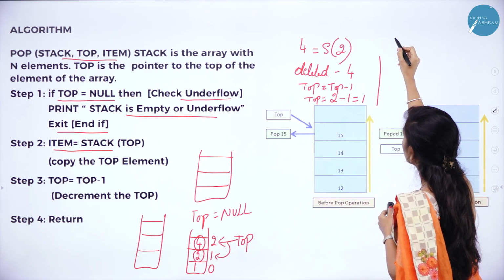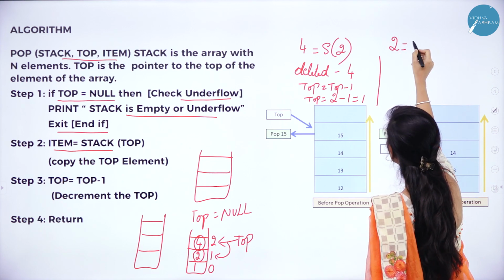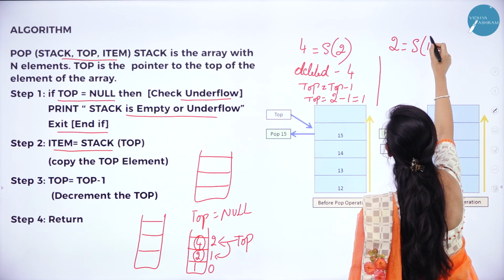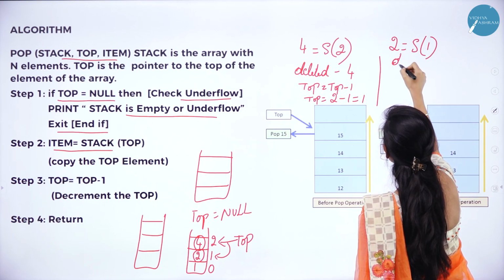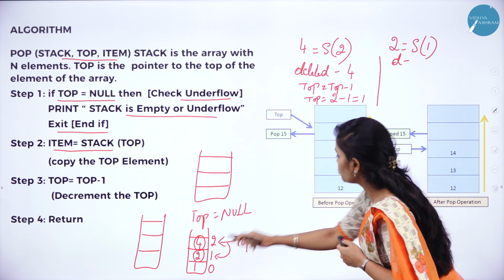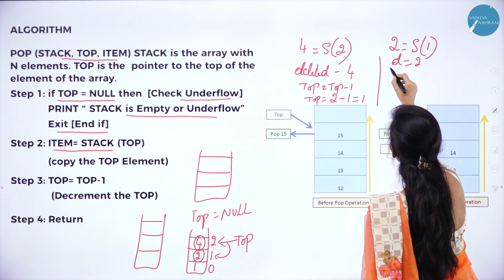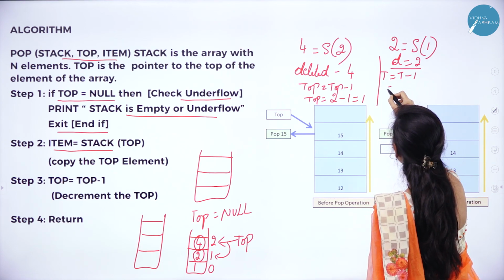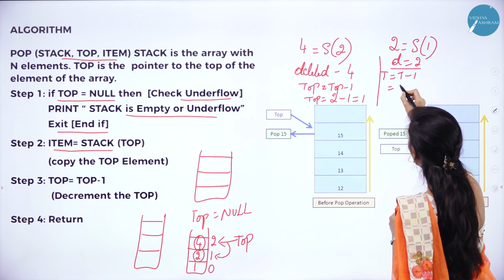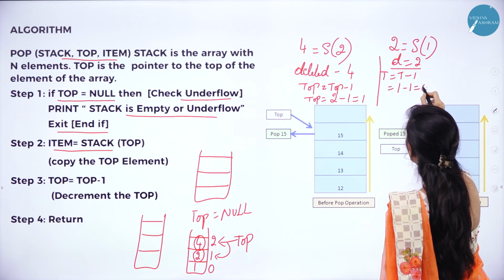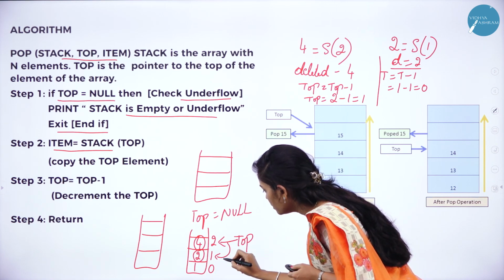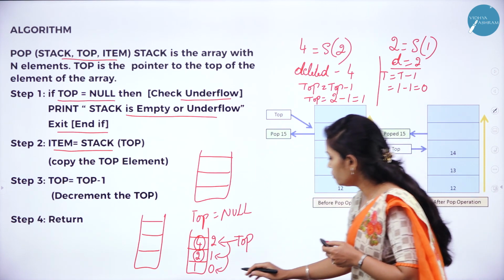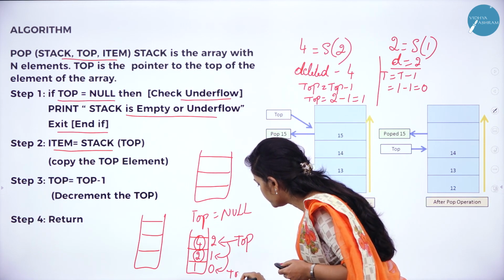2. So item = stack[top], and the top value is now 1. The deleted item is 2. Delete 2 and check the condition top = top - 1. The top value is now 1, and 1 minus 1 is equal to 0. So top is pointed to 0. Now the top value will become 0.